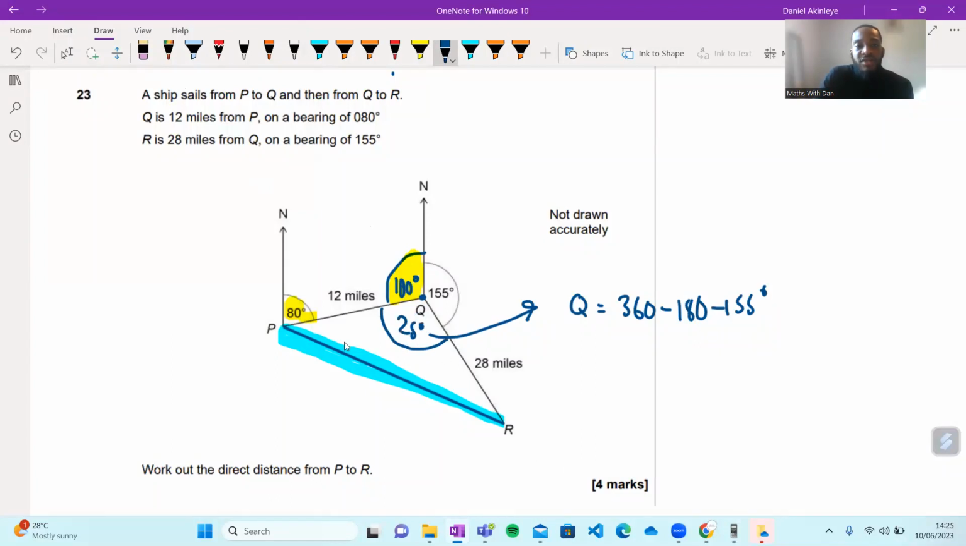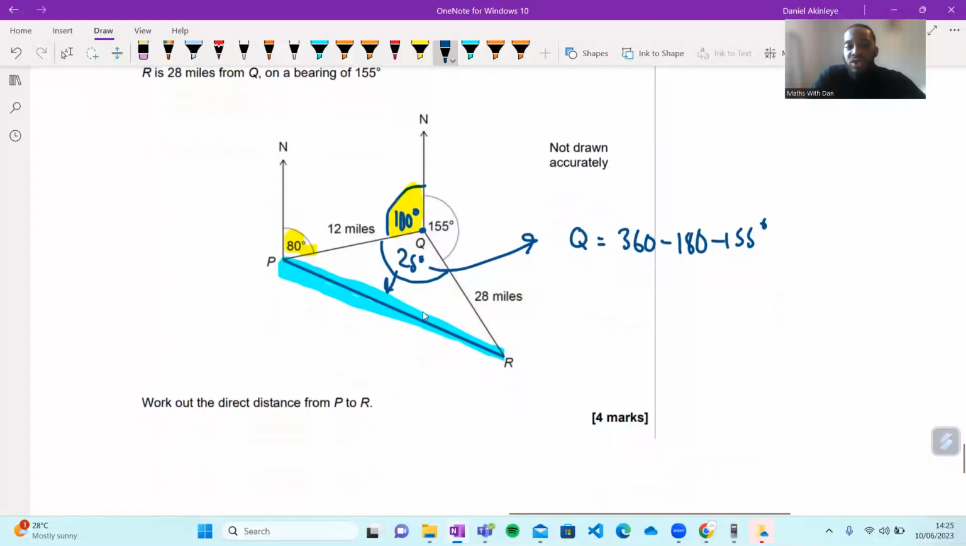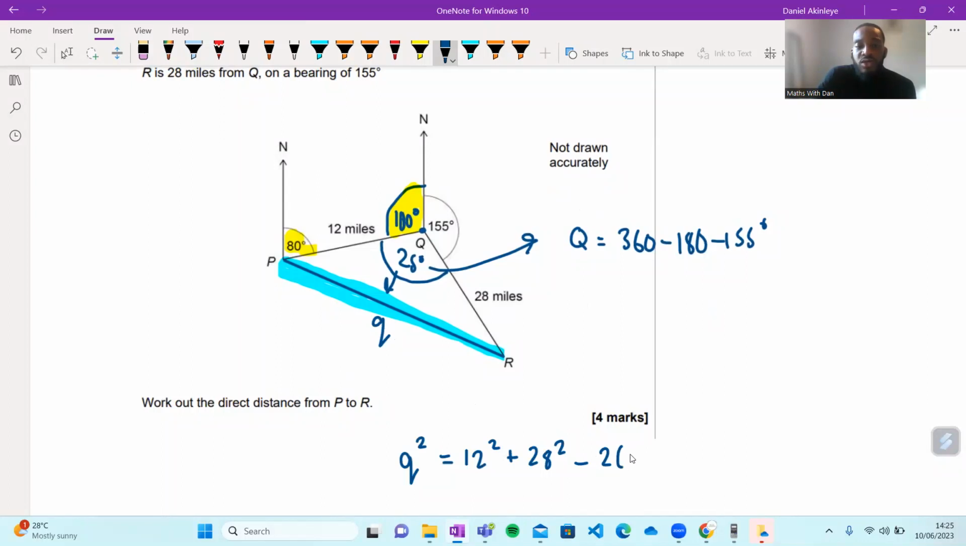And I'm looking for the opposite side. Well, I have two sides and an angle in between. I can apply the cosine rule again, can't I? Because it's exactly like one of the questions we did earlier in the lesson. We've got two sides and an angle in between. If I call this lowercase q, then it's just going to be q squared is equal to those two sides, 12 squared plus 28 squared, minus two lots of those same two sides, 12 and 28, and then we multiply by the cosine of 25.